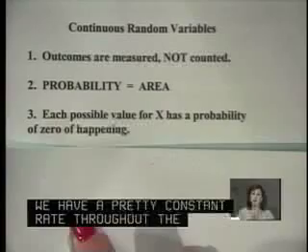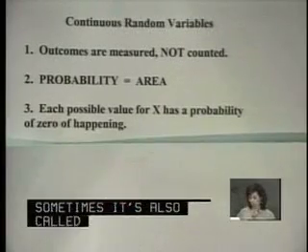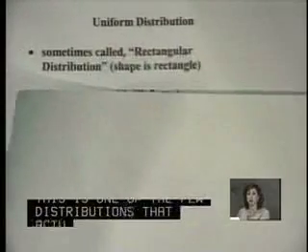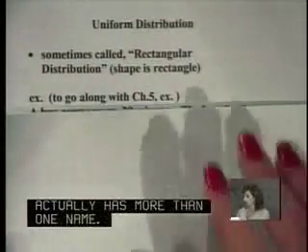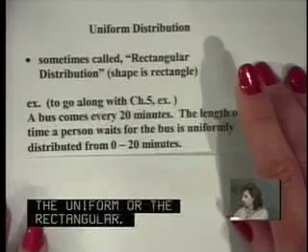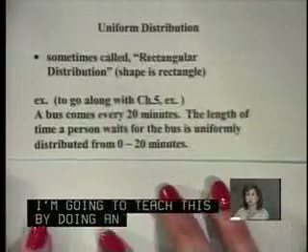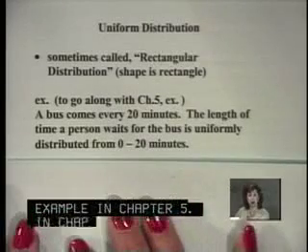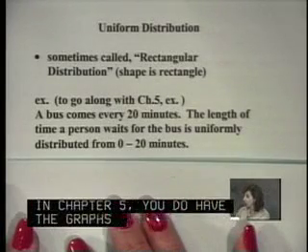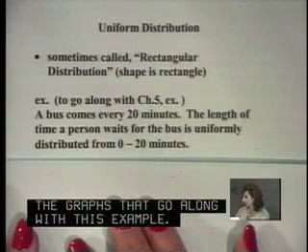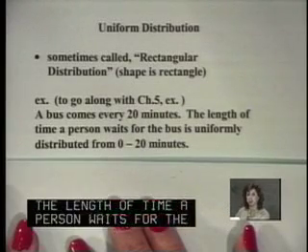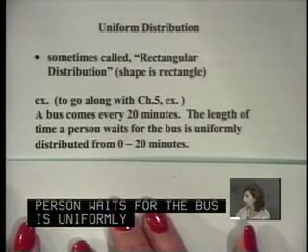Sometimes it's also called the rectangular distribution, and this is one of the few distributions that actually has more than one name, the uniform or the rectangular. I'm going to teach this by doing an example that goes along with the example in Chapter 5. And in Chapter 5, you do have the graphs that go along with this example. A bus comes every 20 minutes. The length of time a person waits for the bus is uniformly distributed from 0 to 20 minutes.